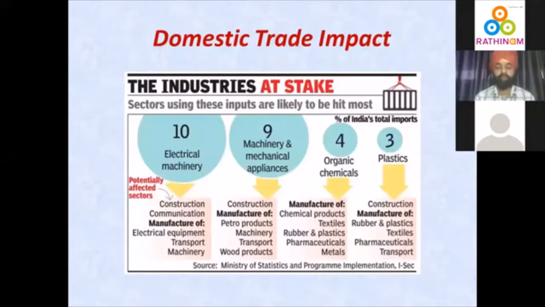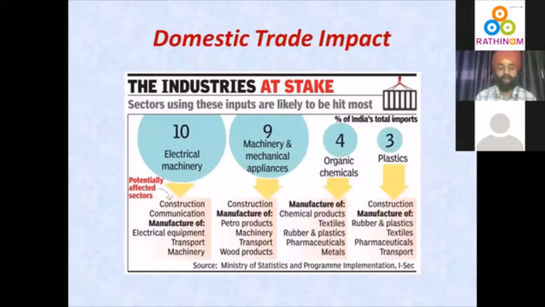So when you come to the domestic trade impact, we will first look at the industries that have been affected, and the inputs that these sectors are giving to other industries, like one dependent on the other. I'm not sure whether you can see the graphic clearly, but it is from the Ministry of Statistics. They have clearly analyzed how imports have affected India's production during this pandemic. Now, which has been affected most?